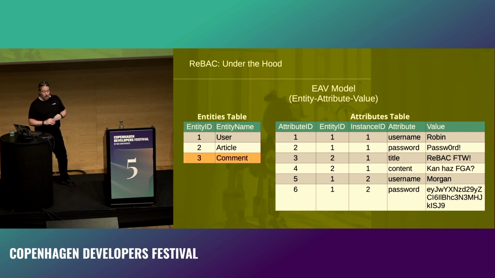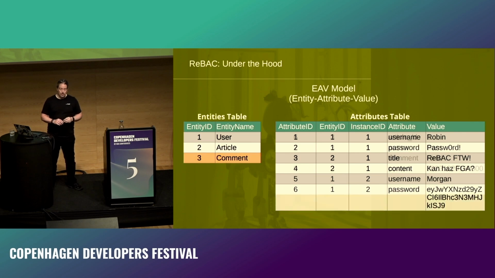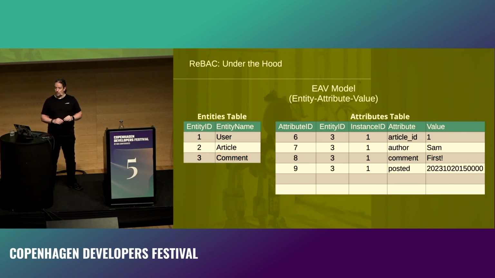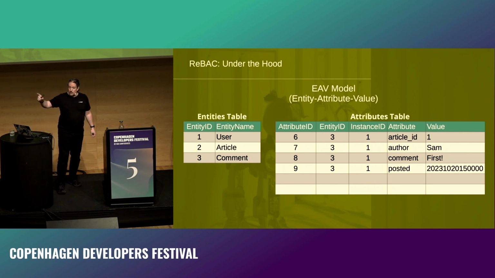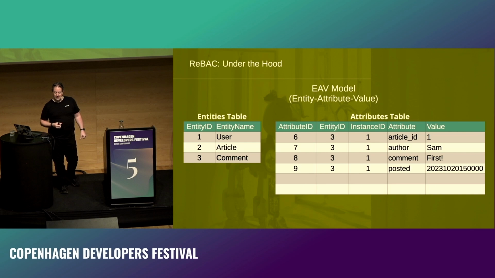And then, as I mentioned, if you wanted to add an entity, we just basically add another row in there. We're going to add a comment entity, entity ID 3, and then we can add 4 extra rows in. These are all for entity ID 3, so they all pertain to a comment. They're all instance ID 1, which means they're all comment number 1. And then we've got an attribute in there, which is the article ID. So now we're actually linking to another article. So article number 1 has a comment from Sam that says first, and it's got a timestamp. And we didn't have to make a schema change for this. We've now got comment functionality in our application. It's pretty cool.